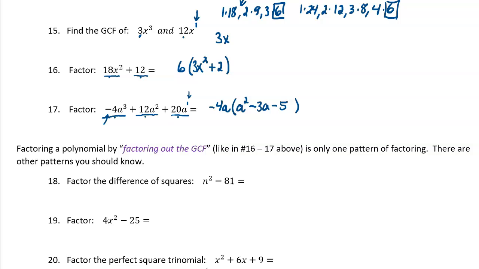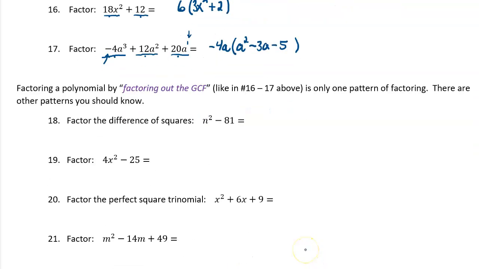In problem 16 and problem 17, the type of factoring that was done is called factoring out the GCF. But that's only one pattern of factoring. There are other patterns that we've studied. Number 18, factor the difference of squares.